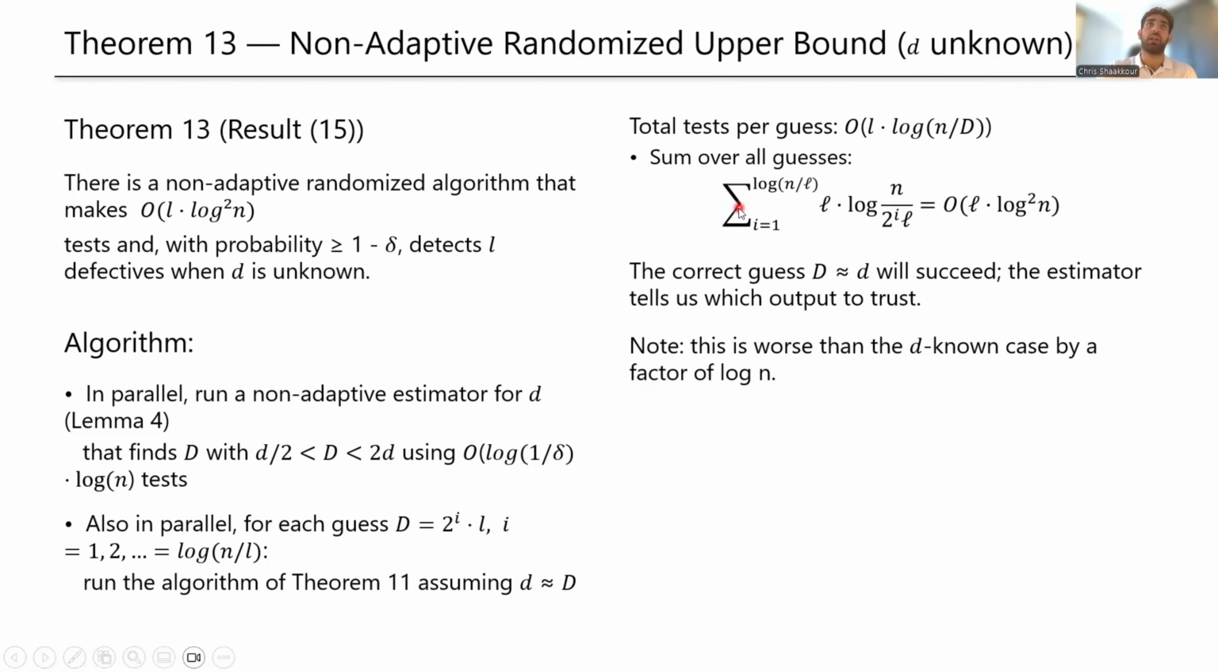One thing to note is that this is worse than the D known case by a factor of log n. So the upper bound for a randomized non-adaptive algorithm is worse by a log n factor just by the fact that D is unknown. Okay, just by the fact that we don't know D, this makes the upper bound cost more in terms of runtime or test complexity.